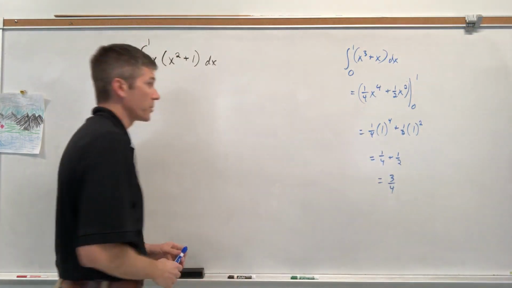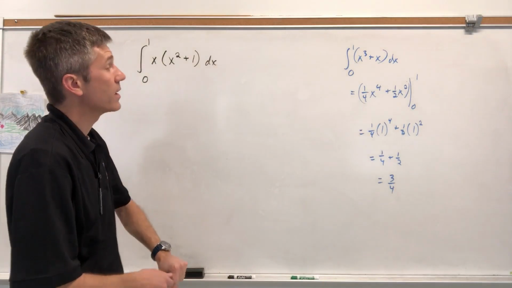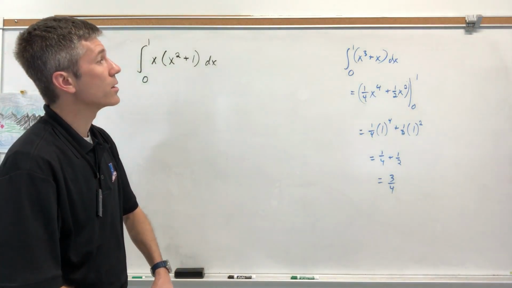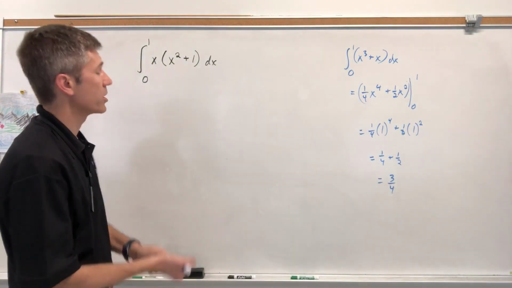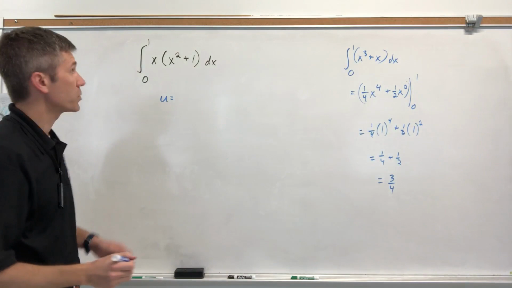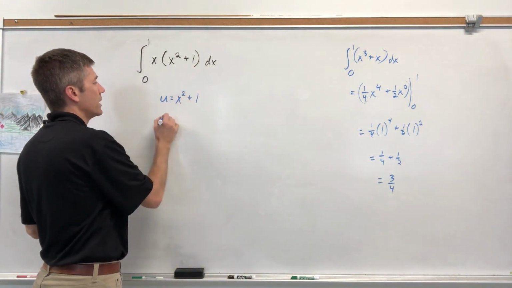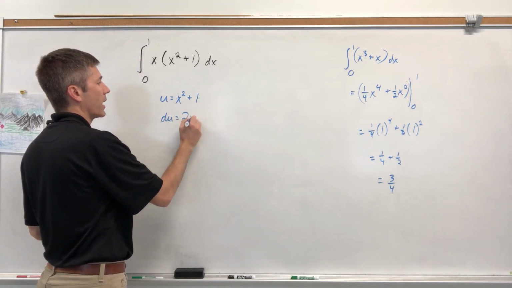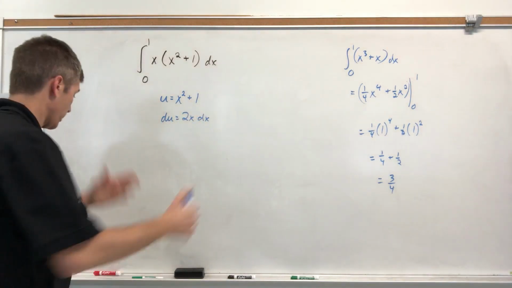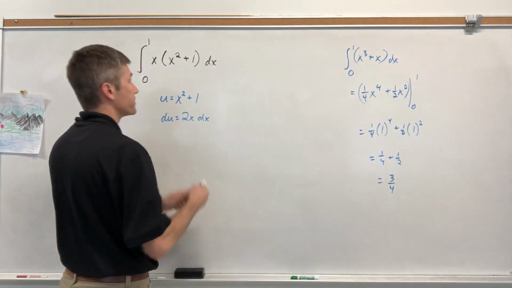So assuming that we don't already know the answer, and we did it the old-fashioned way, and it is 3 fourths. Give me a second as I check my own work. 1 fourth. Yep, I think we're good. 3 fourths. I'm going to go ahead and say that u is the innermost function, which would be x squared plus 1. So x squared plus 1. And so the derivative of that would be 2x dx. So if we go through this whole thing of let's underline stuff and identify stuff, let's start writing.